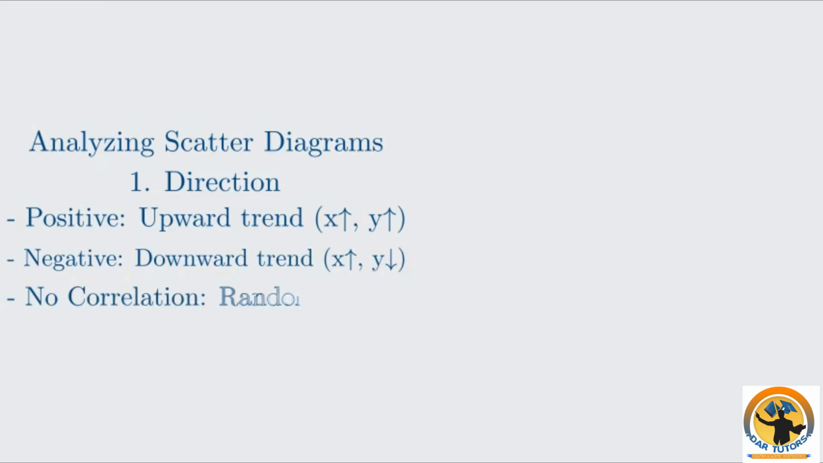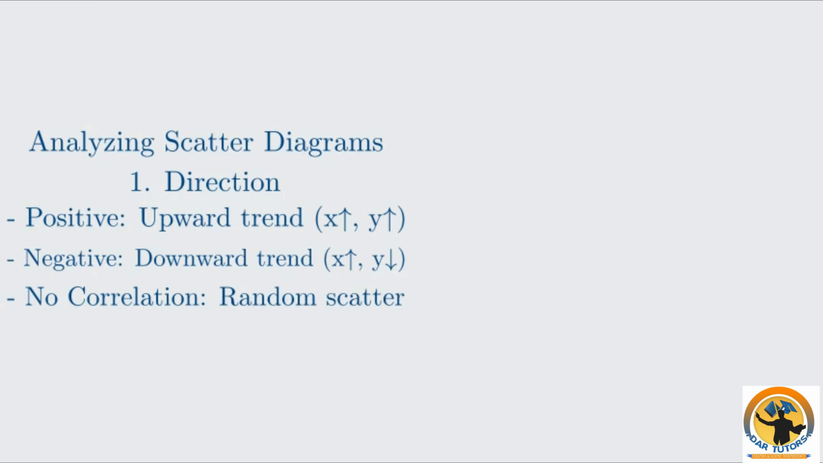The direction of the scatter diagram tells us the sign of the correlation. If the points generally go upwards from left to right, we have a positive correlation. This means that as the independent variable increases, the dependent variable also increases. If the points go downwards, we have a negative correlation. As the independent variable increases, the dependent variable decreases.